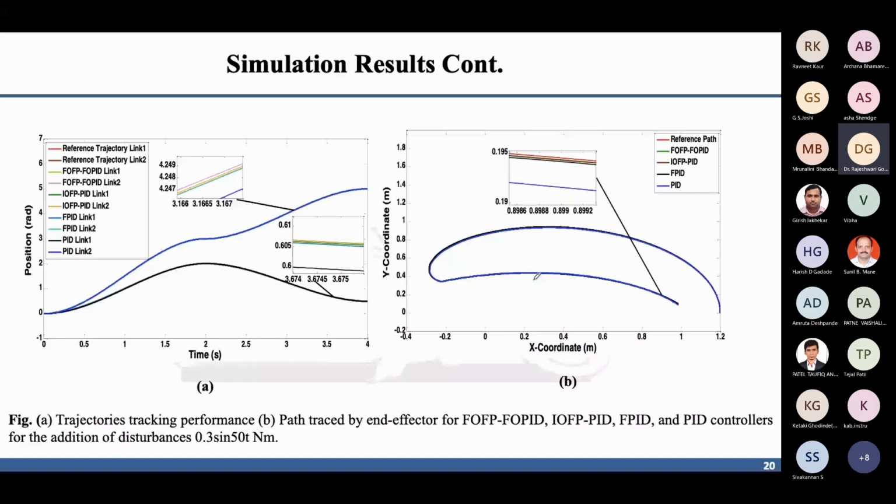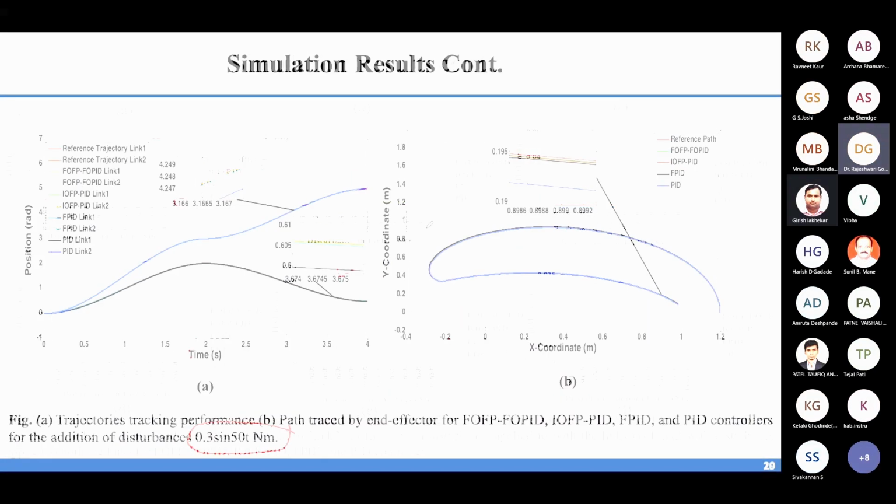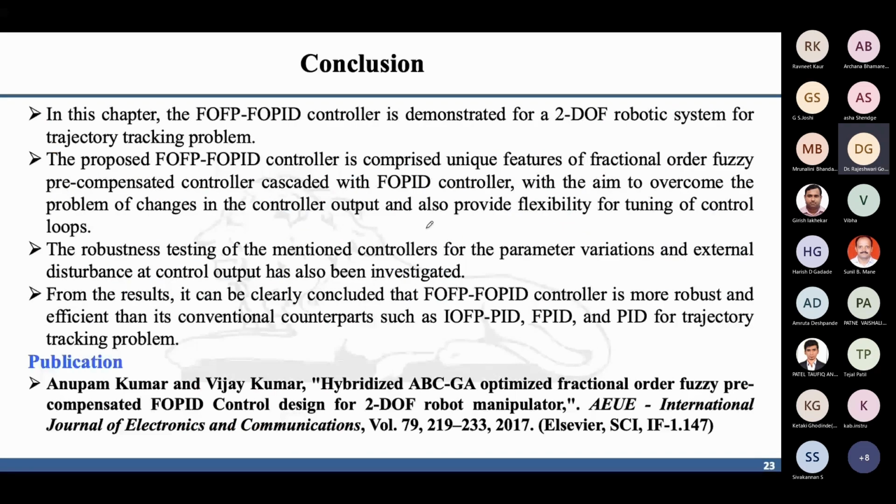Again, because all the plots cannot be shown, we have taken one, 0.3 sine 50t, as a disturbance, which was applied at the controller output. Here we can again see the fluctuation in output is lesser. That cannot be justified here, but with the help of this diagram, we can justify. Okay, so this is the simulation analysis.